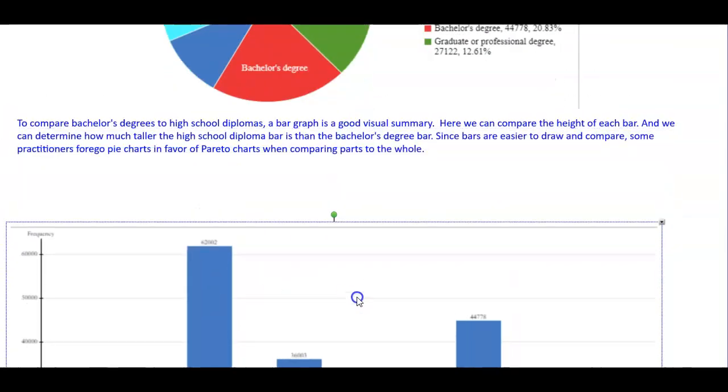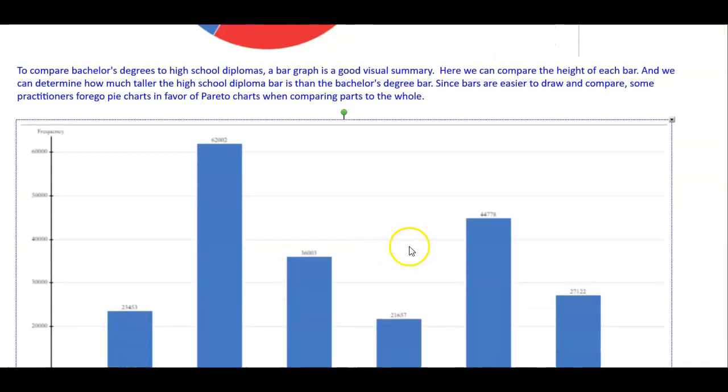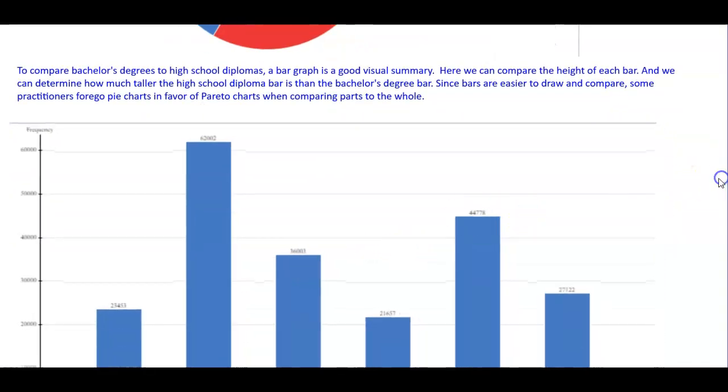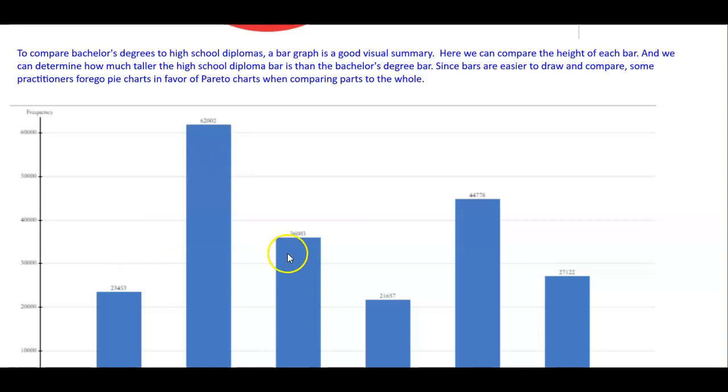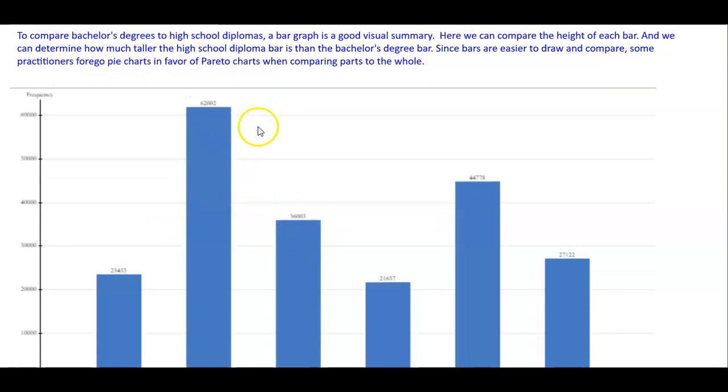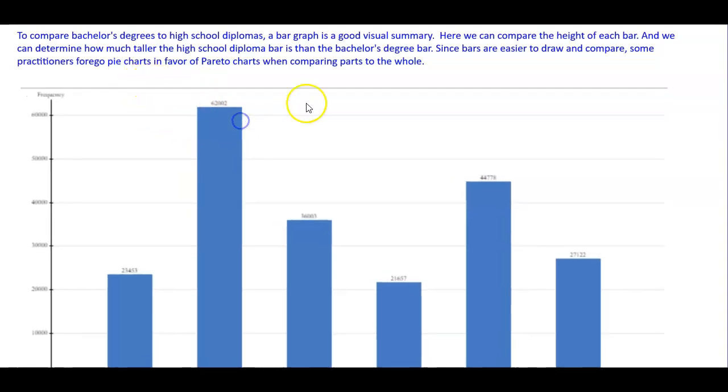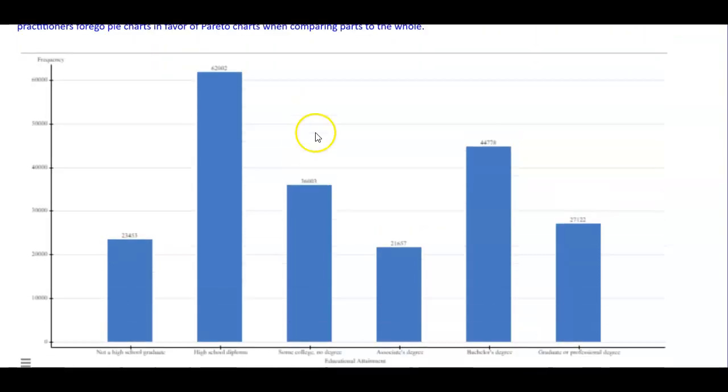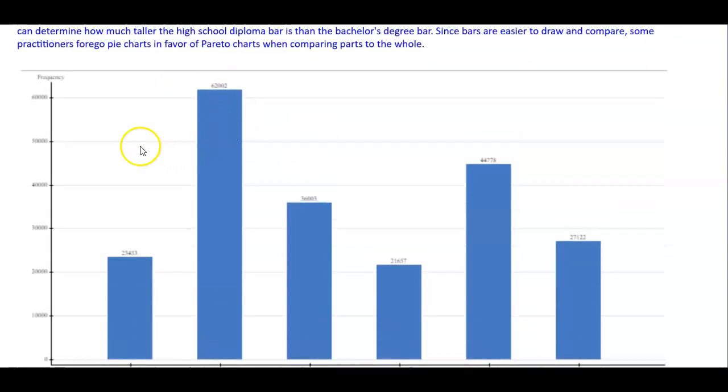Okay, so when we look at the bar graph, here we can compare the height of each bar. And we can determine how much taller the high school diploma bar is than the bachelor's degree bar. Since bars are easier to draw and compare, some practitioners forego pie charts in favor of Pareto charts when comparing parts to the whole. And remember, Pareto charts is where you go from descending order.